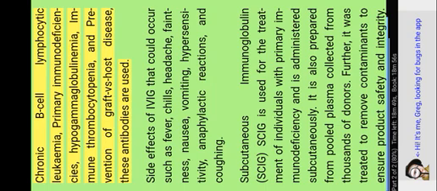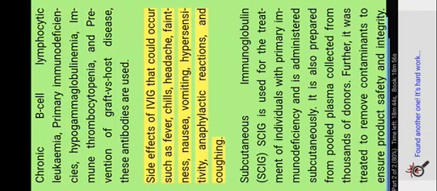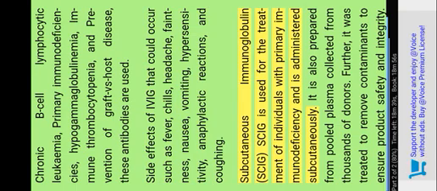Chronic B-cell lymphocytic leukemia, primary immunodeficiencies, hypogammaglobulinemia, immune thrombocytopenia, and prevention of graft versus host disease. These antibodies are used. Side effects of IVIG that could occur include fever, chills, headache, faintness, nausea, vomiting, hypersensitivity, anaphylactic reactions, and coughing.